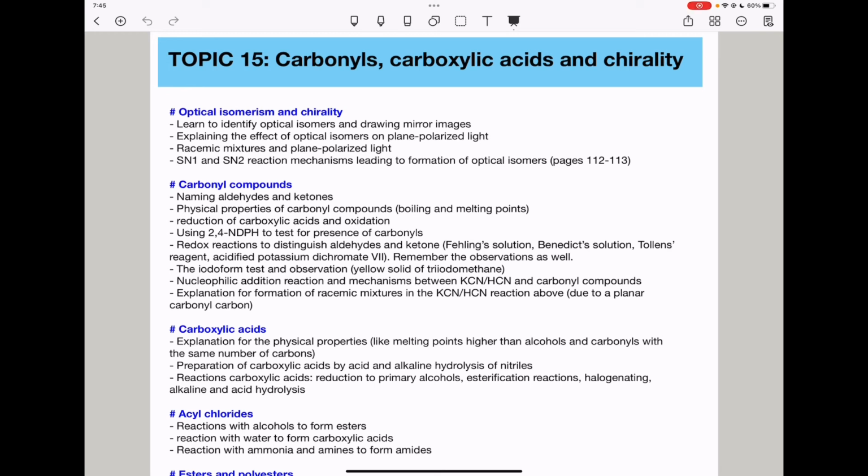Another common question comes from carbonyls. They could ask about their physical properties like the boiling points and the melting points in terms of the intermolecular forces of attraction that they could form.